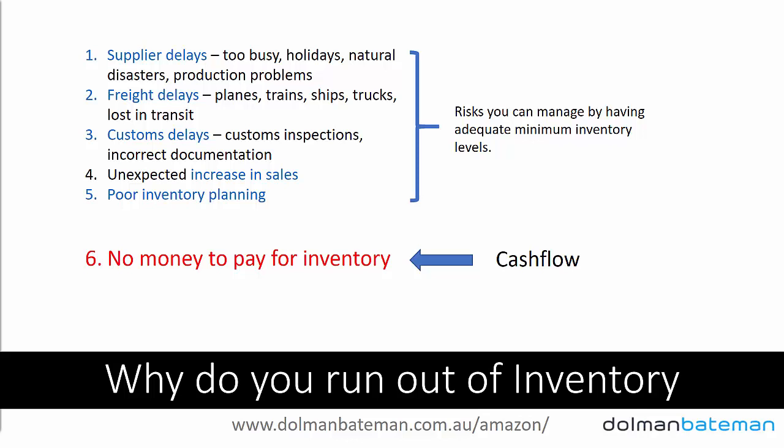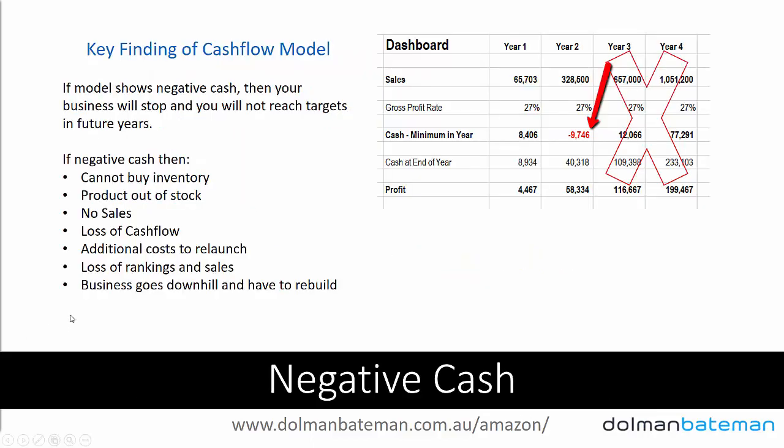But the main reason in Amazon businesses, and you can look across your markets and your competitors and you'll see them disappear, the main reason that people fall out is they don't have any money to pay for inventory: cash flow. So in this cash flow model that we've built in the spreadsheet, we've got an important thing here, which is a dashboard. And if your business shows negative cash, then your business will stop. And all of these figures in future years will be irrelevant. Because if it's negative cash, you can't buy inventory.